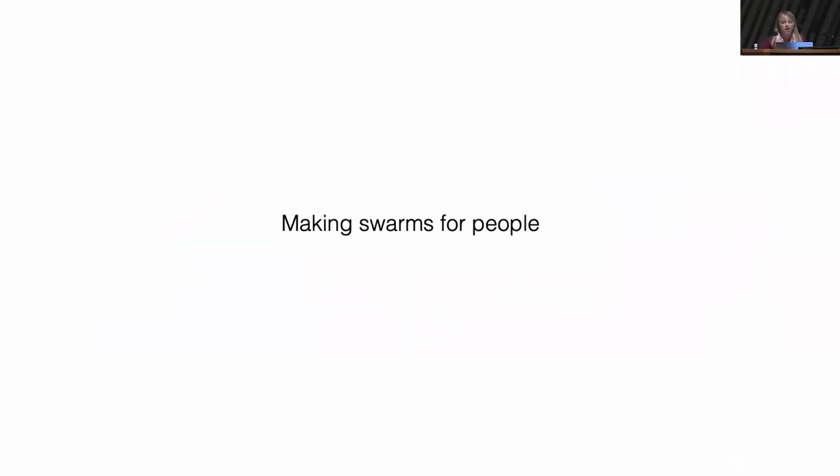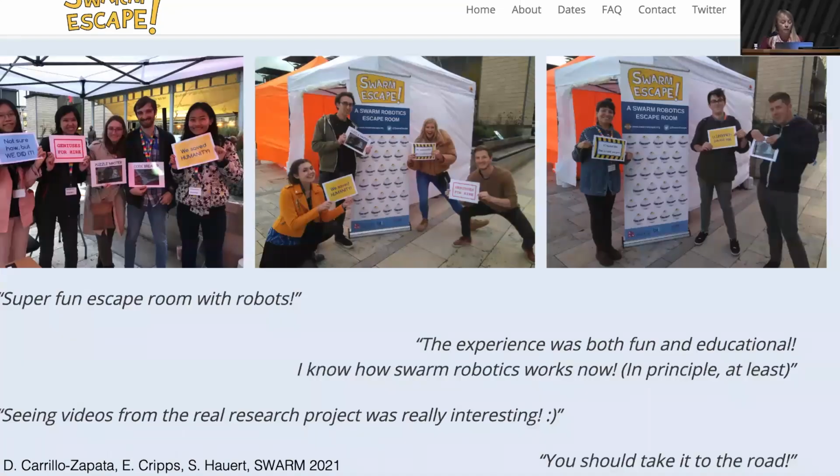So I think we're at a stage where we can build large numbers of simple robots, smaller numbers of more sophisticated robots. We can design algorithms using bioinspiration or automatic design. And it's time now to think about how we make these useful for people. So how do we do that?